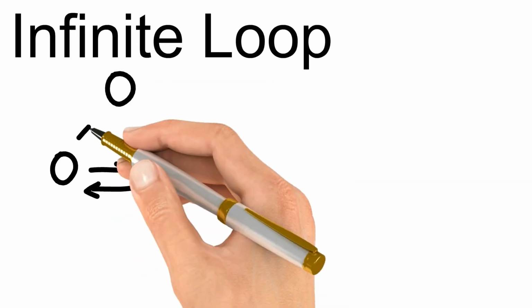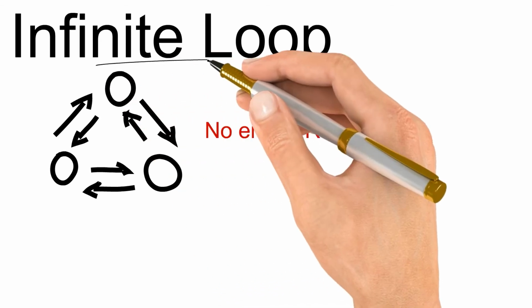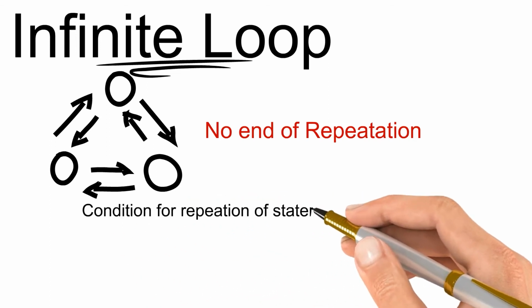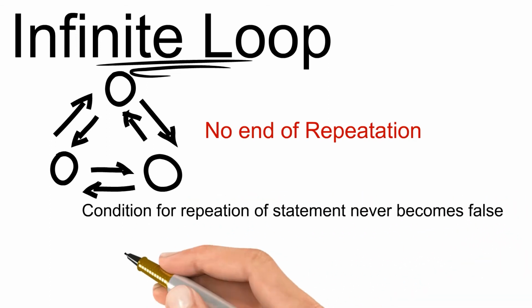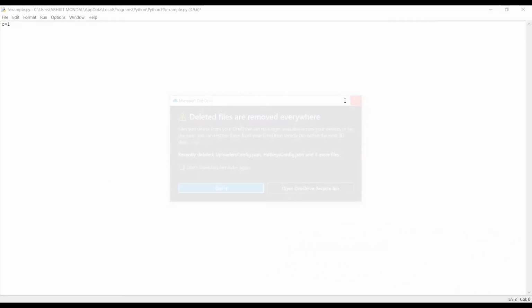Now we will learn about the concept of an infinite loop, a loop that never ends. When the repetition of any statement never ends, the loop is said to be an infinite loop. This happens when the condition for the repetition never becomes false. This may happen when the conditional variable of a while loop is not updated properly. Now let's take a look at an example of an infinite loop.